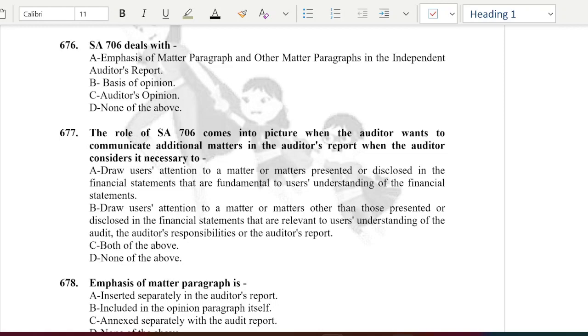So come on, let's focus on MCQs today, and today's MCQs would focus on standard 706 and 710. We'll begin SA 710 today. Okay. So the first question on the screen, question 676.